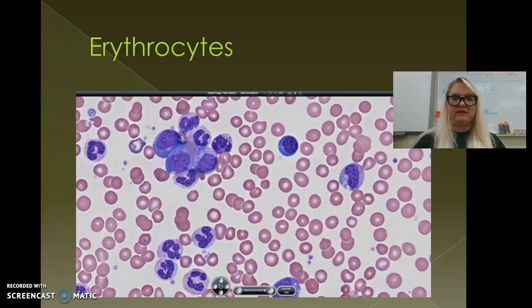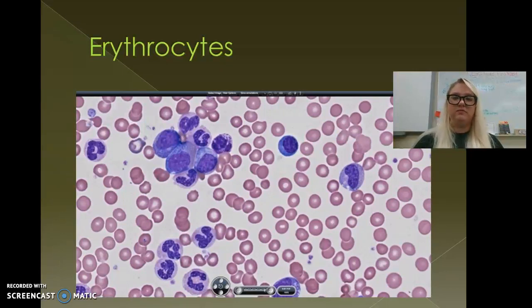Okay, erythrocytes, commonly known as red blood cells. Now when you look at this picture here, you can see that there are macrophages with the red blood cells. The red blood cells are going to be your really circular, smaller cells. Okay, they actually kind of look red in this picture. And then all of those other cells are the macrophages we talked about, or your white blood cells.